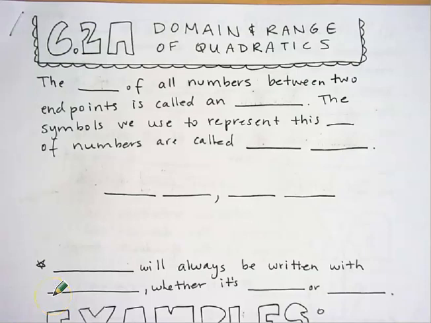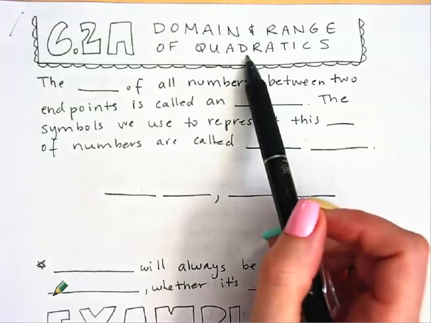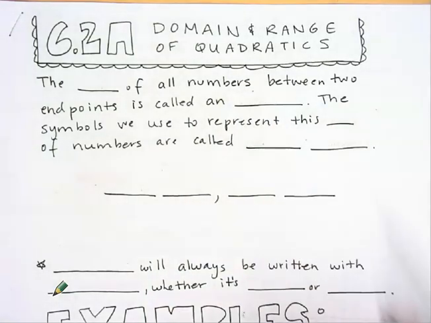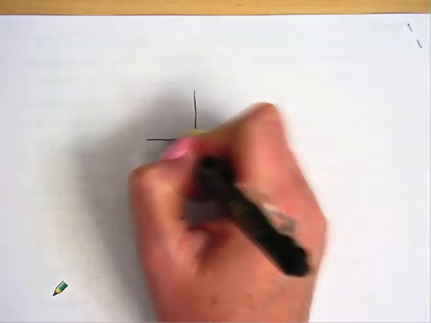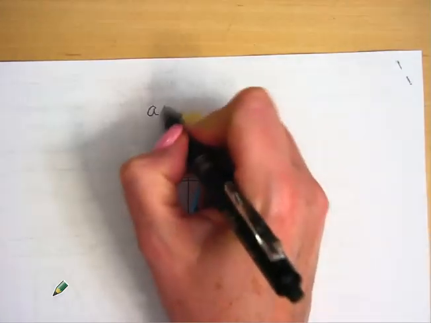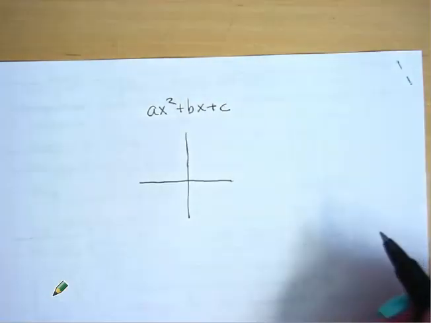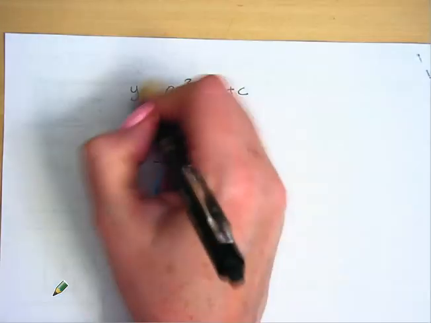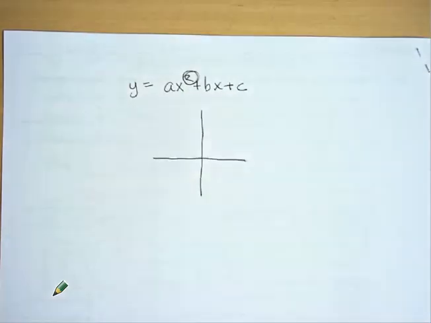All right, here's our video for 6.2a, domain and range of quadratics. Before we start the notes, I just want to set you up for what we're going to be talking about. In the last lesson, we solved for quadratics. And remember that quadratics are something in this form, ax squared plus bx plus c. When the highest exponent is a 2, we call that a quadratic.